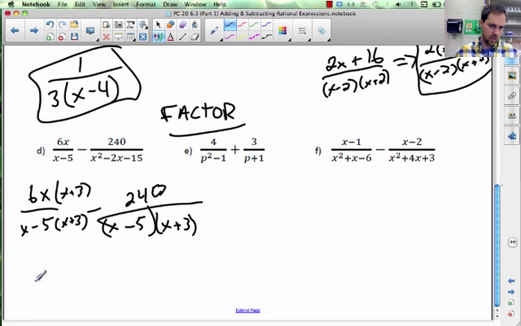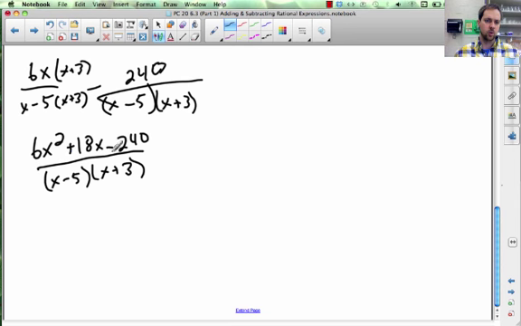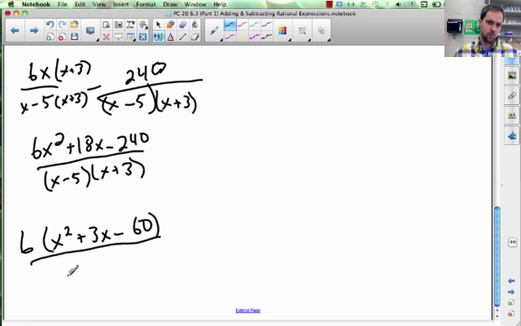So 6x times x is 6x squared, 6x times 3 is 18x, and then of course we subtract 240 from that, and that's over x minus 5 times x plus 3. There's probably some more simplifying we can do here. 6 will come out of all of these things. So 6 times x squared plus 3x minus 60 over x minus 5 times x plus 3.